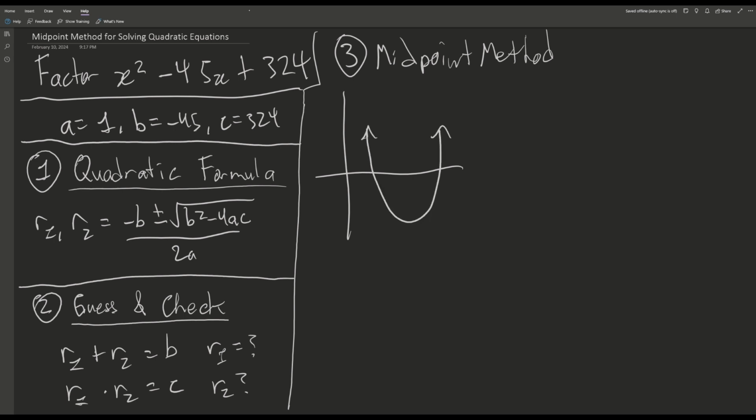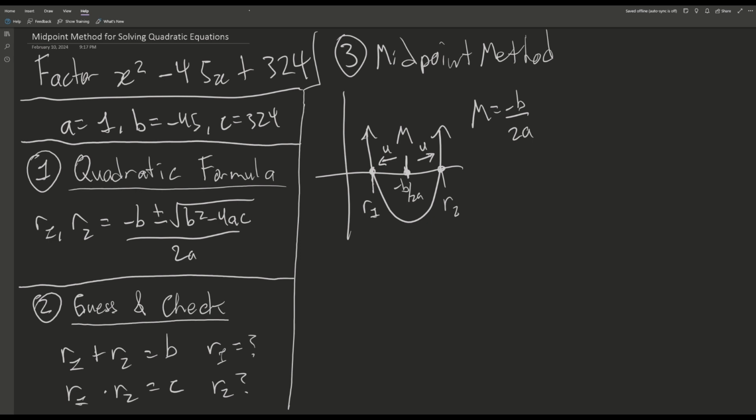In this graph, I'll label our root here as root 1 and our root here as root 2. The point directly in between these two roots, we'll label it our midpoint. The x value of this midpoint we know to be negative b over 2a. Looking at this graph, we see that m is directly in between r1 and r2 at some distance u.